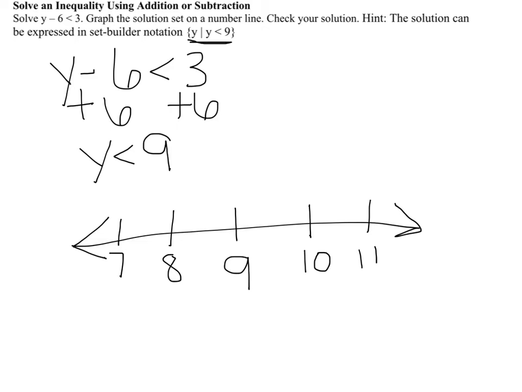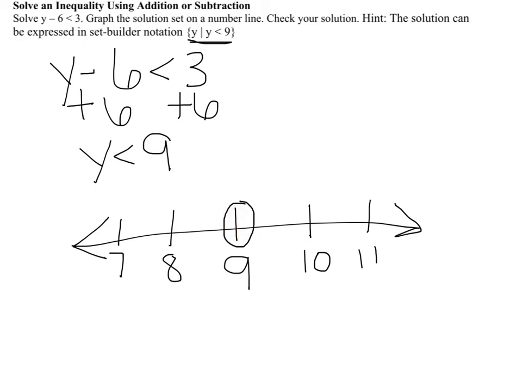Now remember, if our inequality does not have a line underneath, then the circle that goes on the 9 is going to be open. If it did have a line underneath, so right here, we would have to shade in our circle here, but this one doesn't have that.